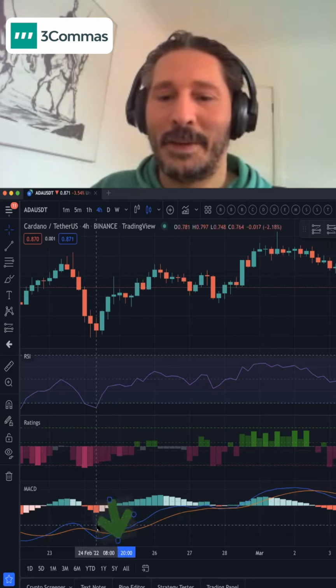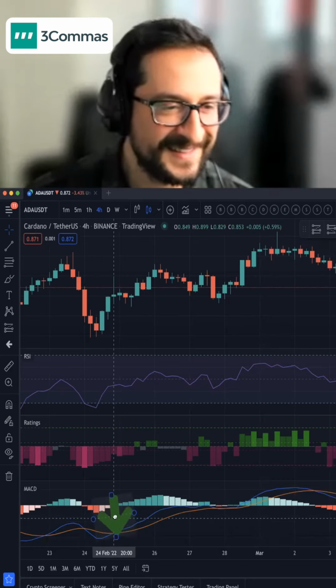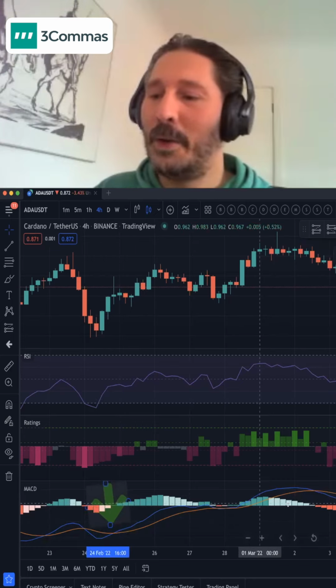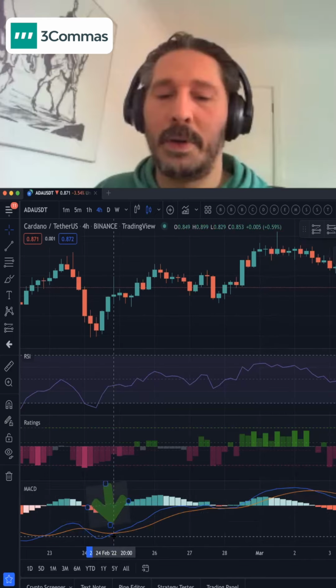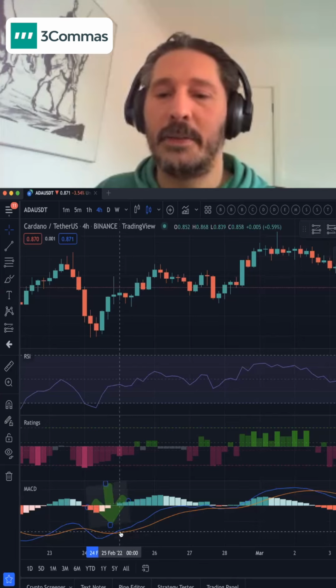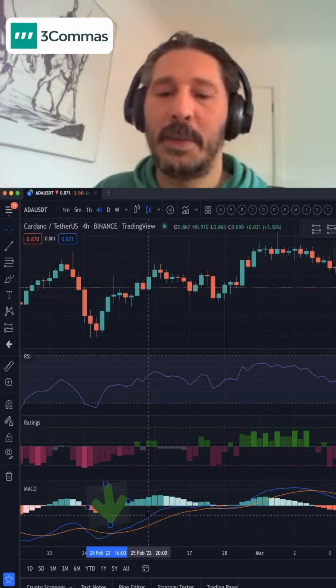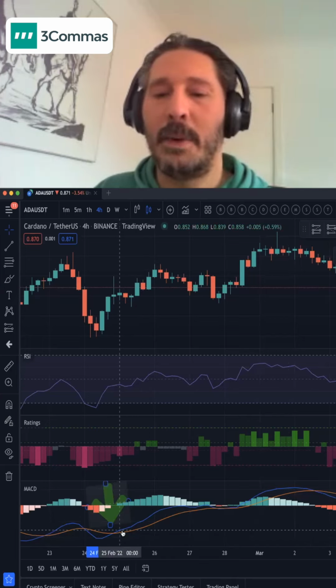If we can get this arrow to draw. Oh, you can use this. There we go. That's better. So it's right on that cross there. So we're below the center line, the 0 line. We have a cross where the blue line, the signal line, has crossed above the slower moving average. And because it's below the 0 line, that means momentum is now moving up.